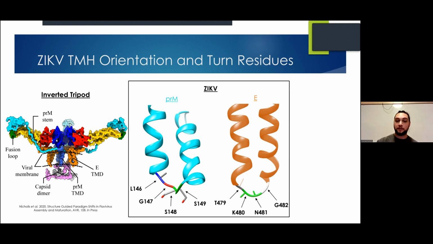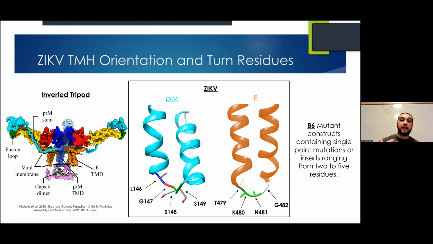I'm going to take each one of these specific amino acids. So what we have here is a leucine, for example, at position 146. I'm going to change that to something else and see what happens. And so what I did was I designed 86 mutants containing single point mutations, meaning that a single swap was made, or a major insert ranging from 2 to 5 amino acids. So I could either put in right in between G147 and S148, I added 2 amino acids, or I added 5, something in between there.